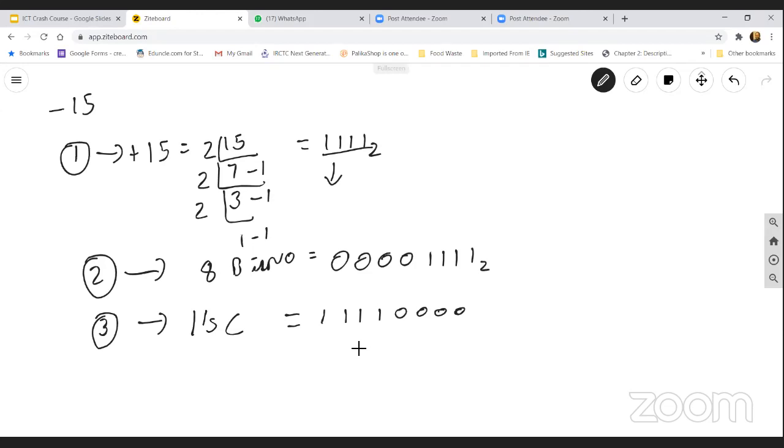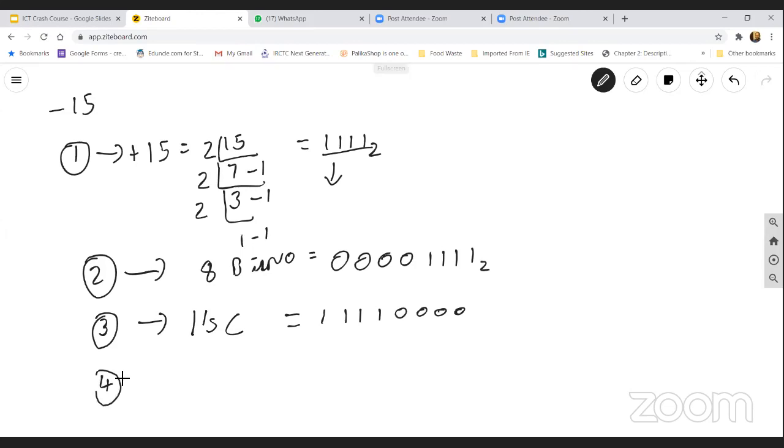Why should we take 8, I'm not getting it, sir. Okay, this is the process, sir. This is how we have to convert a negative decimal number. Whatever number is given, we have to convert it into an 8-bit number. This is the process. Okay.